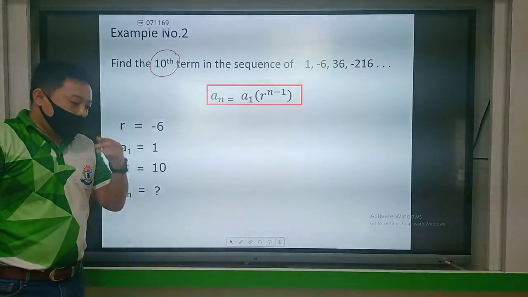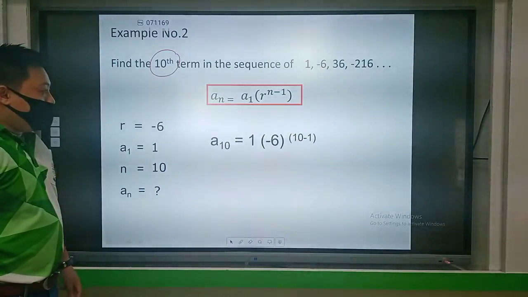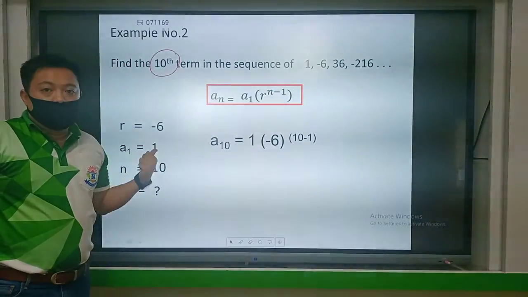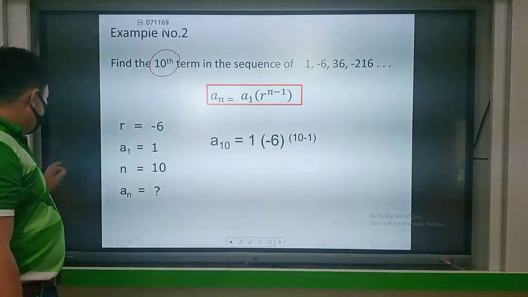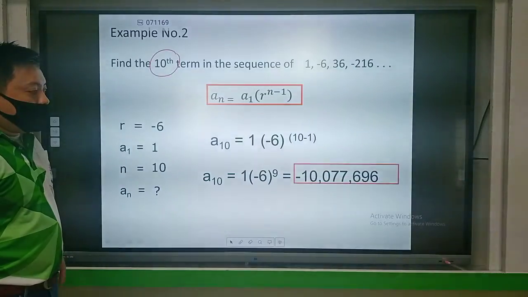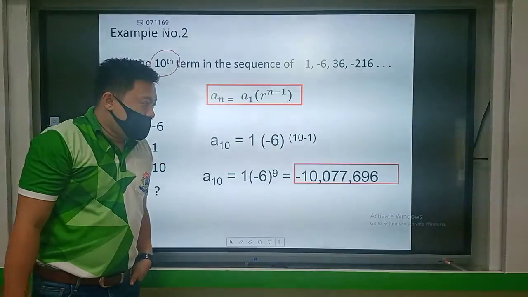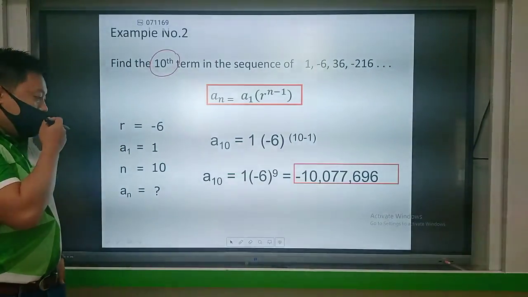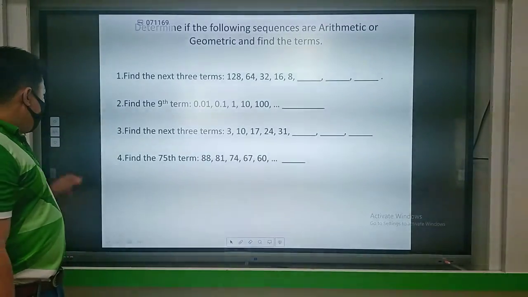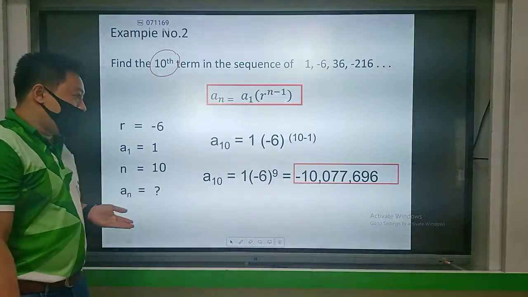Again, I think it's very easy for you to plug in all of the values, the corresponding values of our variables, into our formula and simplify it, and there you go. You have your 10th term of the sequence: 10,077,696. Okay, so I think that's all for the introduction to the general formula for geometric sequence.